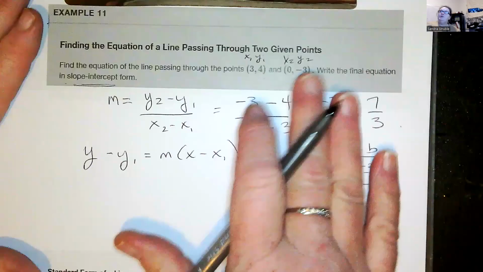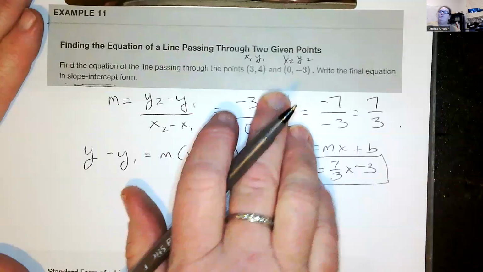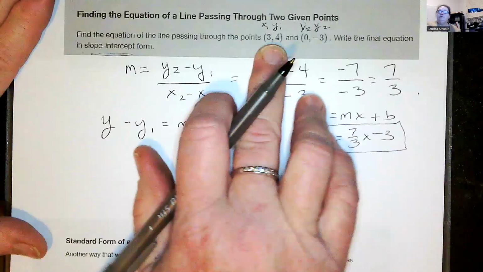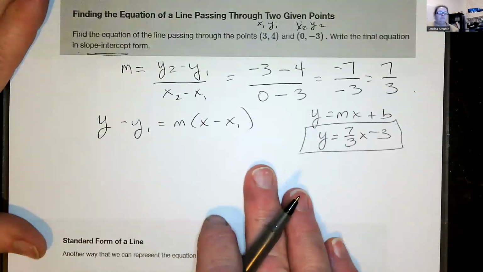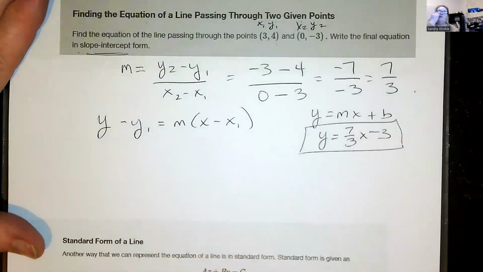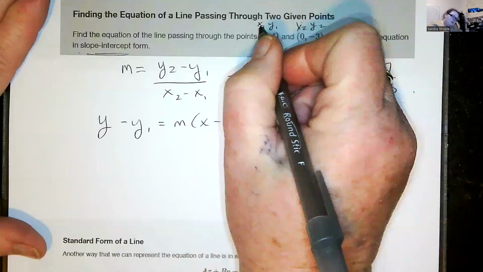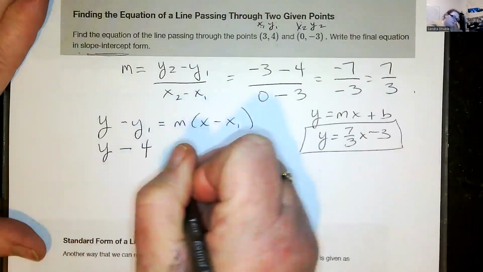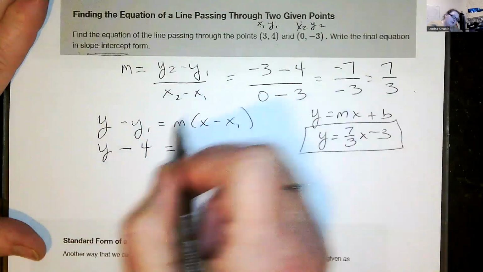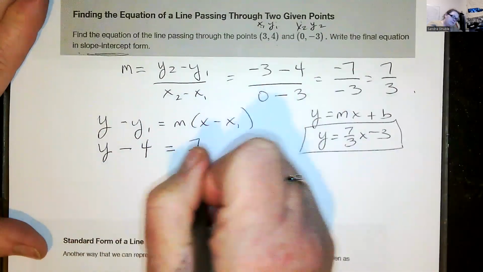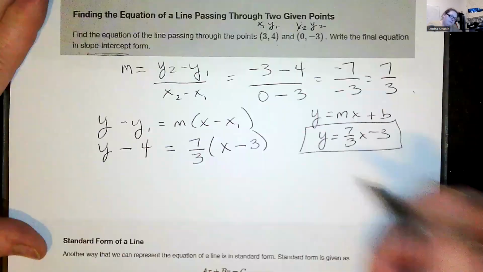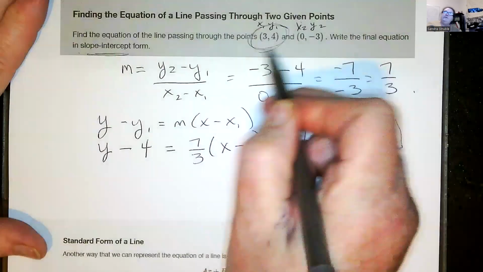Now, I'm going to work through that with the other point, because this is more likely what you're going to be dealing with for the majority, 97% of your points. So I'm going to use x1, y1 as 3, 4. y minus 4 equals, our slope is 7/3, and then x minus 3. I'm using this point right here, 3, 4.